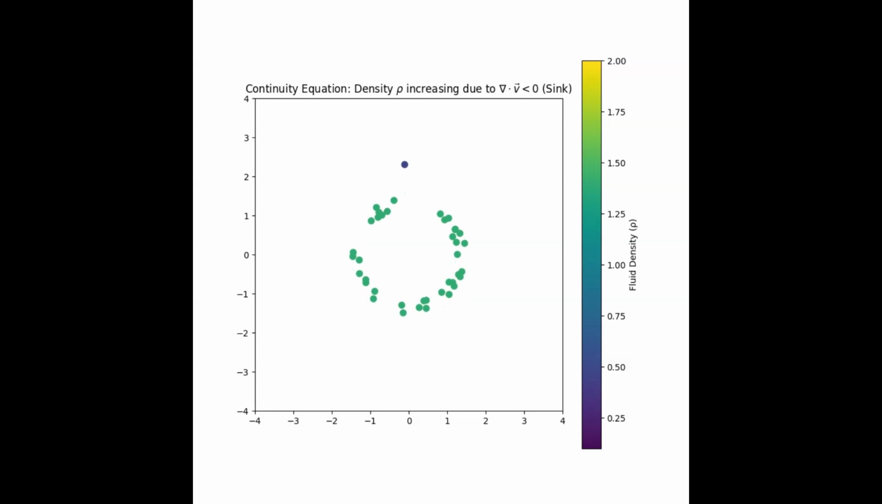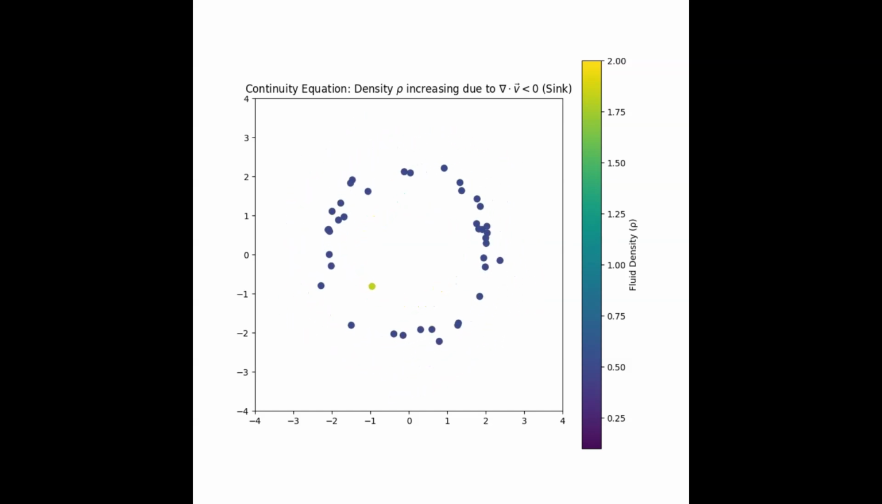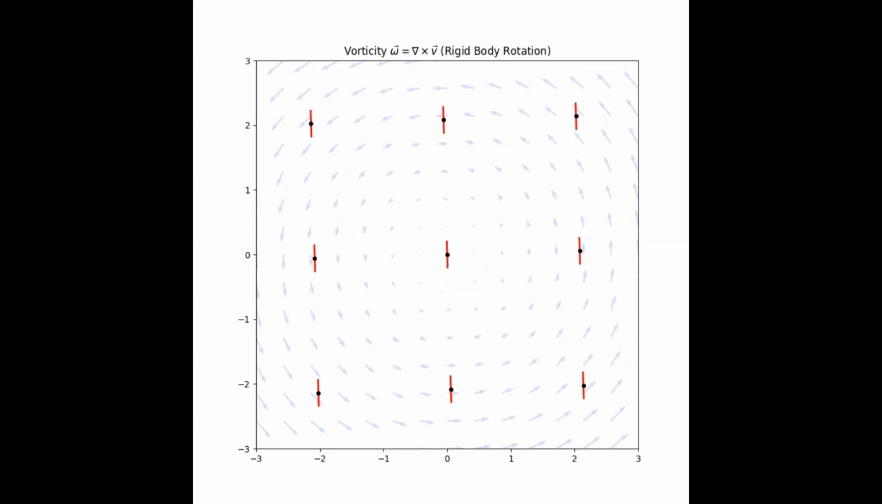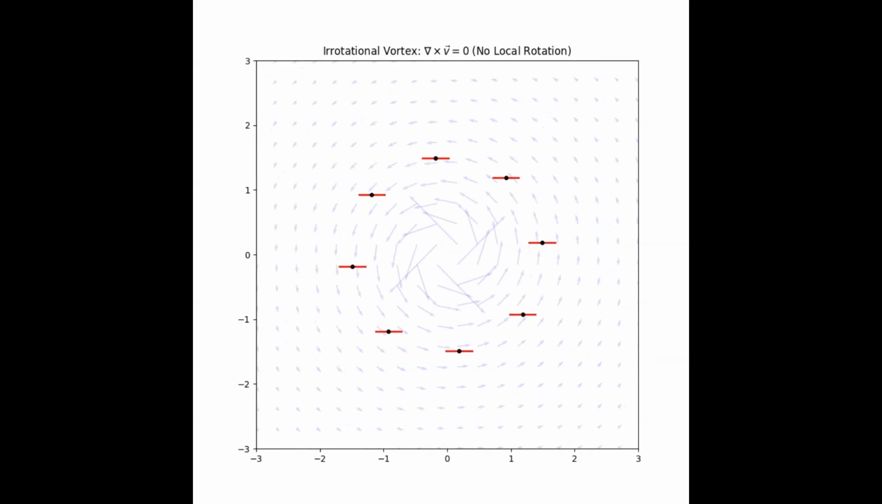Second, that brings us to the continuity equation. If divergence shows us where a fluid expands, this equation tells us what happens to its density. So, in those source regions, the fluid spreads out and has to thin out. And in sink regions, where divergence is negative, the fluid gets compressed and bunches up.